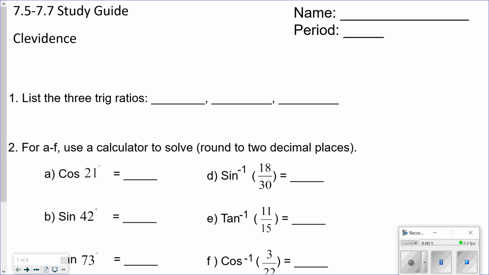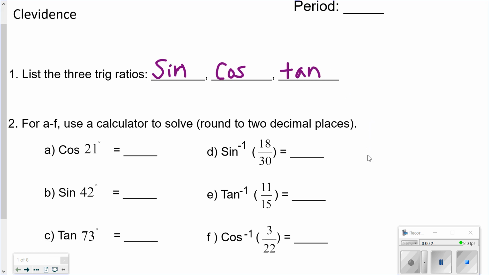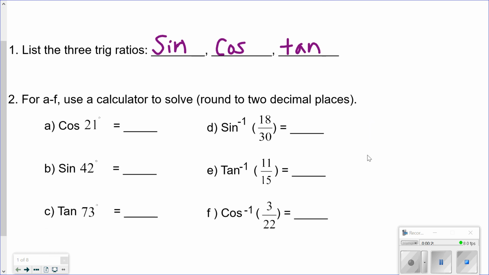List the three trig ratios. Well, we have sine, cosine, and tangent. All right, so for A through F, use your calculator to solve.